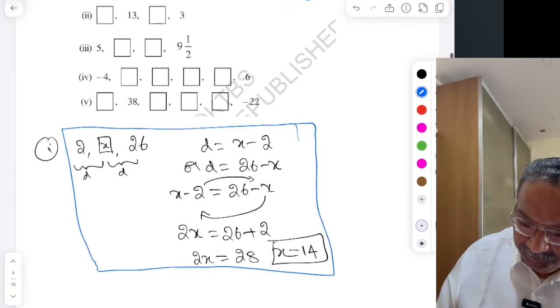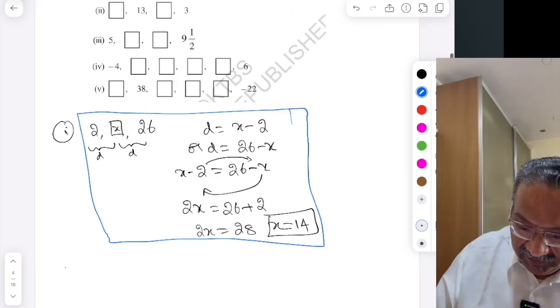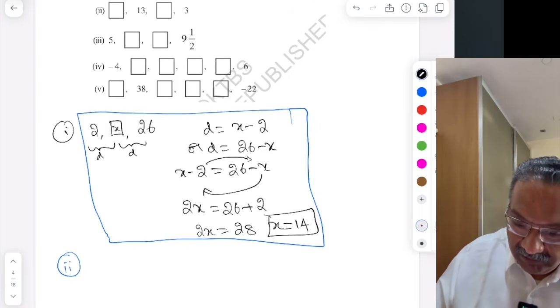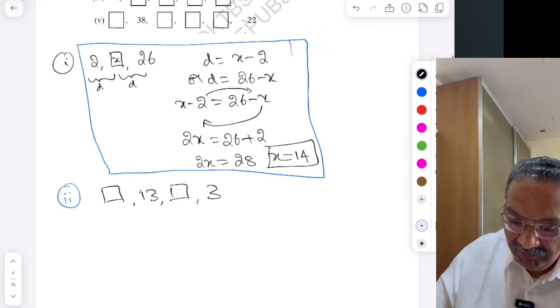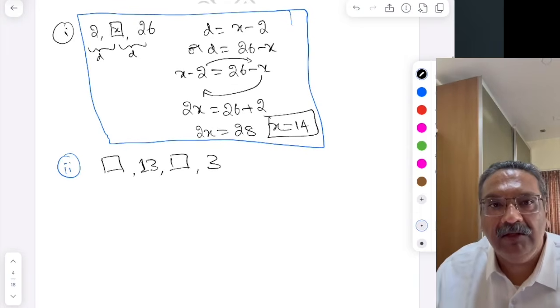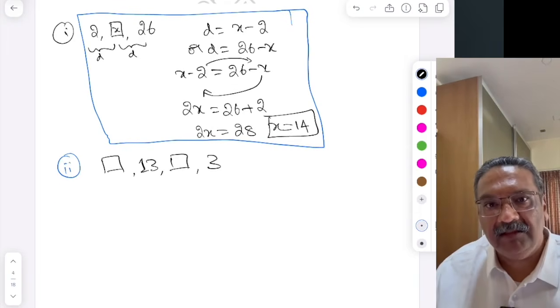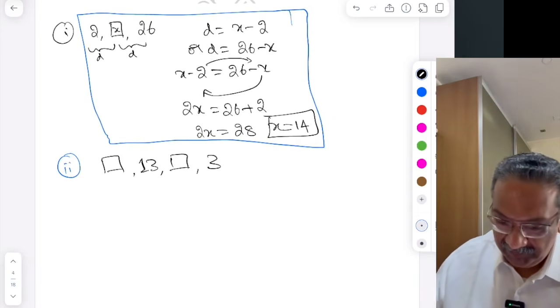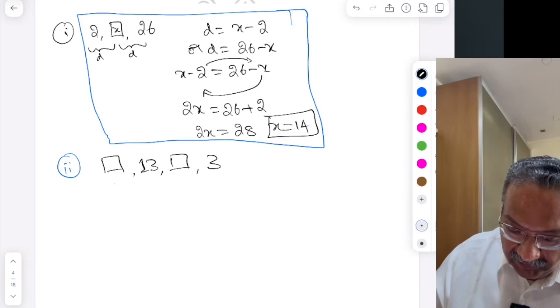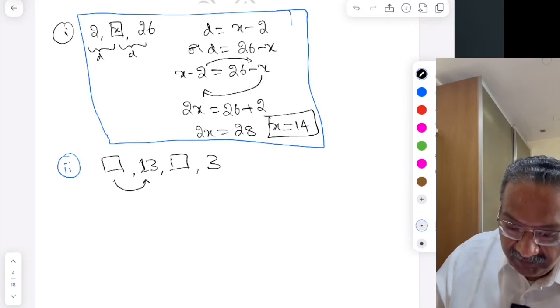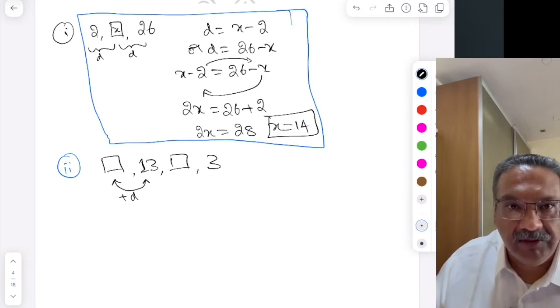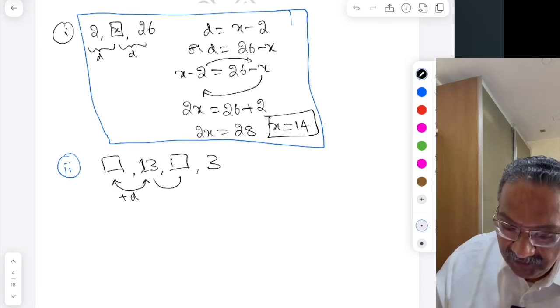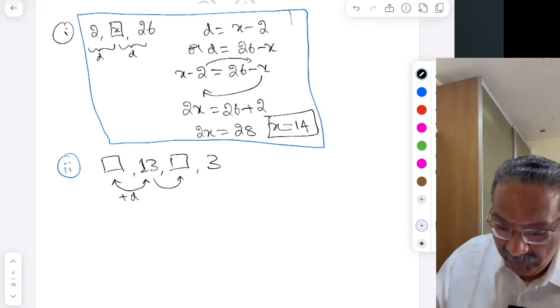Similarly, let's come to the second part. In the second part, they have given a box, comma 13, comma another box, comma 3. Now how will you solve this? Here, if you take x and then y, it will be a cumbersome method. I will tell you another easier method. See, from here to here the jump is what? You add d to this, and from 13 to the next, from the second to the third term, the jump is what? You add d.